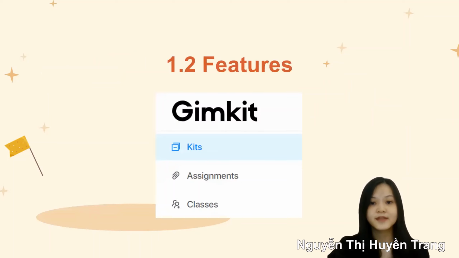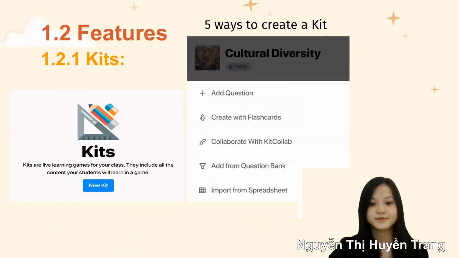In Gimkit, there are three basic features, which are kits, assignments, and classes. The first feature is kits. A kit, or we can say a question set, contains all the questions and terms that you want your students to learn or review when they are playing. And there are 5 options to create a kit.